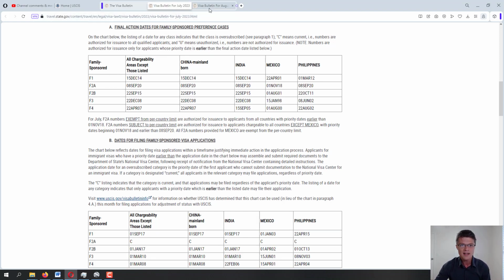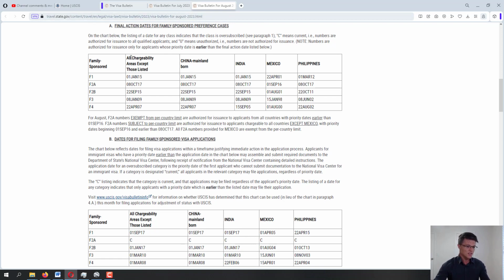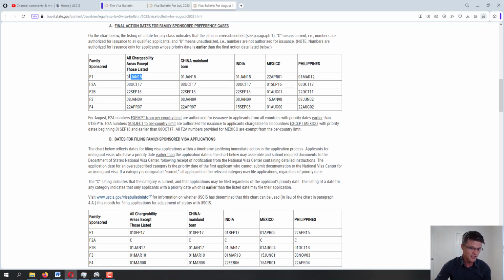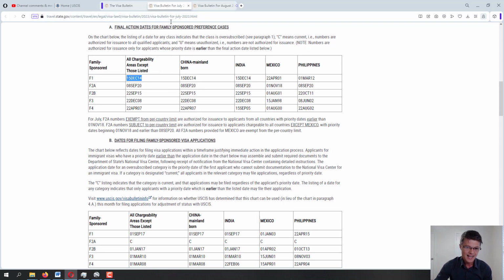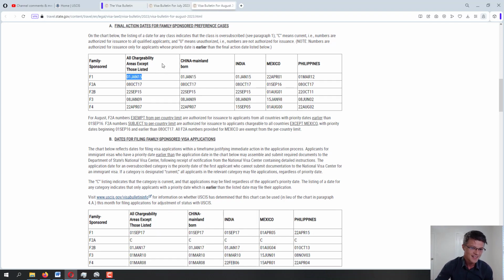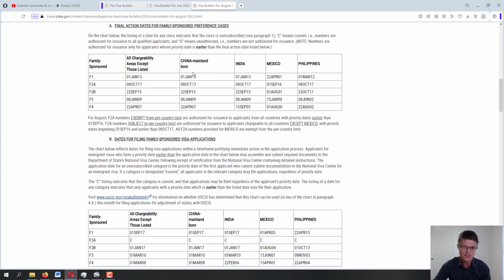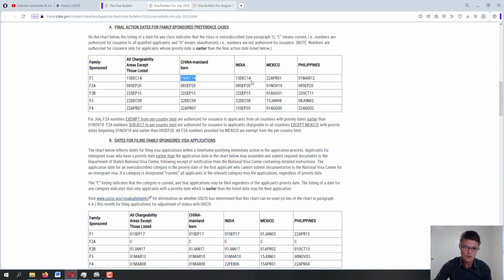So this is July, this is August. So let's start with the graph A, F1, or all chargeability. We're looking at December 2014. So 15th December 2014, in July 2023, moved to January 2015. Now it's only about 15 days, so only half a month basically of movement, but still it is nice to see the movement. Some movement is better than no movement for sure. Now the same goes for China. As you can see, there is some movement for China. Same goes for India.